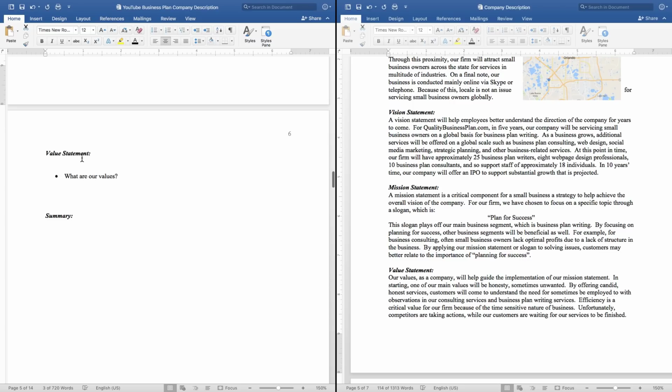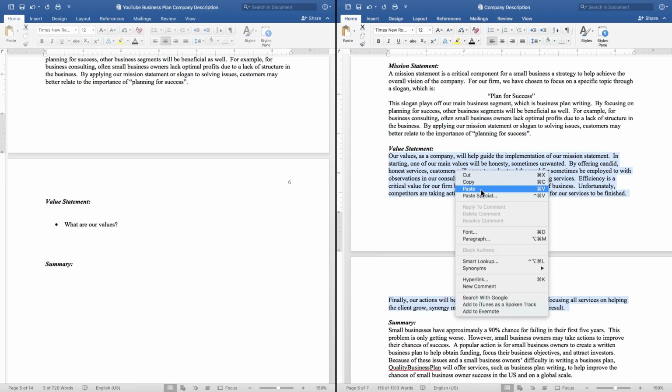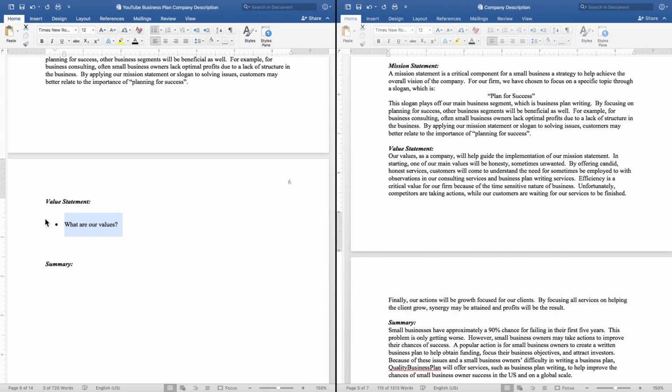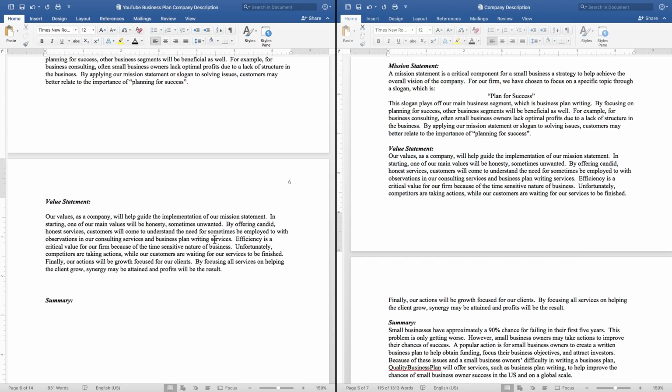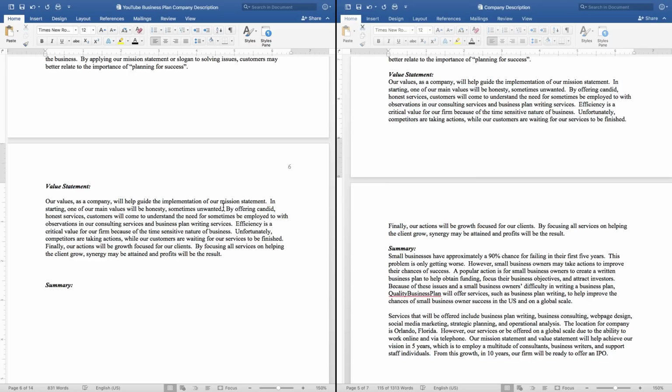And the next one is going to be our value statement. Now for the value statement, there's 3 values that I'm going to push. The first is going to be honesty. See here, guys, the mission says in starting. So it's going to be honesty, and then efficiency, and then finally it's going to be growth. So those are my 3 keywords that I'm going to use in my value statement.